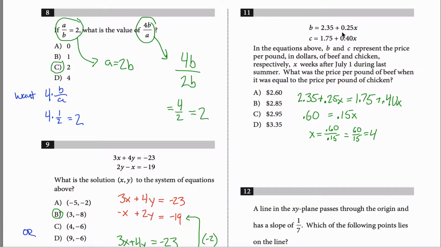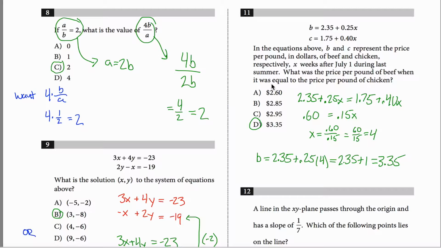So what you can do is take either of these equations and plug in x equals 4. Doesn't matter which one you choose. What I'm going to do is choose this first one because I recognize that the x gets multiplied by either 0.25 or 0.4. And I like multiplying 4 times 0.25 because I know that's exactly 1. So I would say that B equals 2.35 plus 0.25 times 4, which is 2.35 plus 1, which is $3.35. So I get this answer here. That's one way you could do this problem.